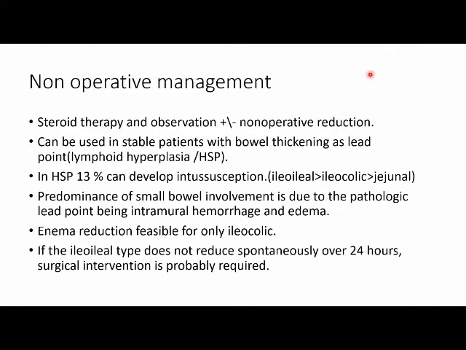And non-operative management can be used in stable patients with bowel thickening as the lead point, especially in case of lymphoid hyperplasia or Henoch-Schonlein purpura. When you consider Henoch-Schonlein purpura, 13% of the patients can develop intussusception, and predominantly it will be ileo-ileal, followed by ileocolic and then jejunal intussusception. The predominance of small bowel involvement is due to the pathological lead point being an intramural hemorrhage and edema in case of Henoch-Schonlein purpura.